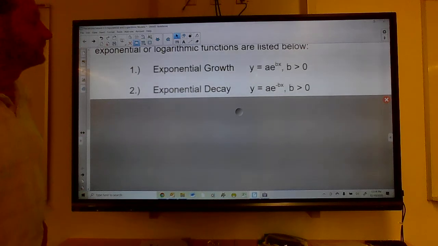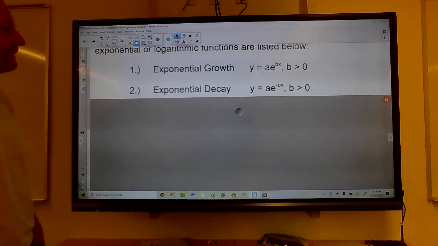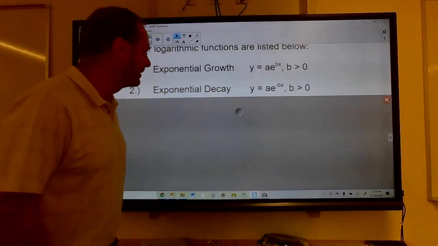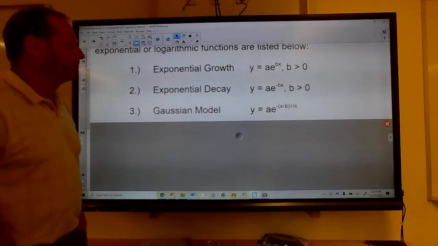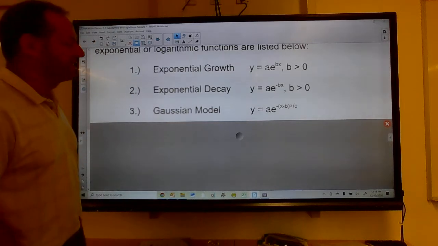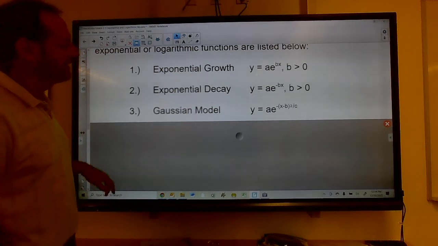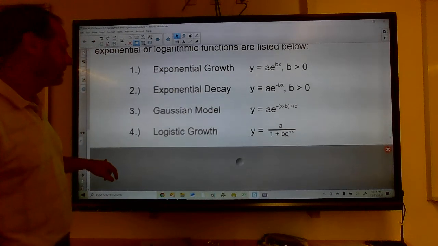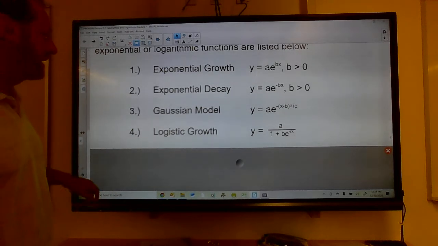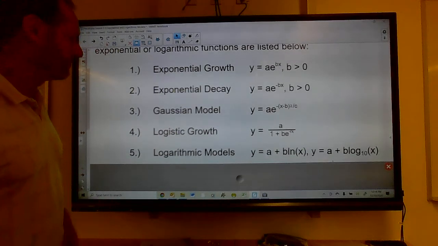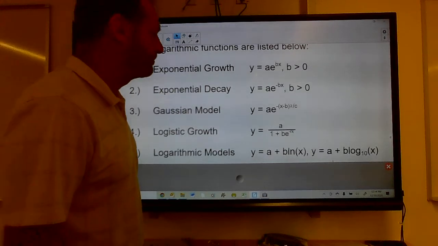Exponential decay, y equals a e to the negative bx, where b is greater than 0 again. So the only difference is this is a negative exponent, now it's exponential decay. The Gaussian model, y equals a times e to the negative (x minus b) squared divided by c power. Logistic growth, y equals a over 1 plus b e to the negative rx power. And logarithmic models, y equals a plus b natural log x, or y equals a plus b log base 10 of x.